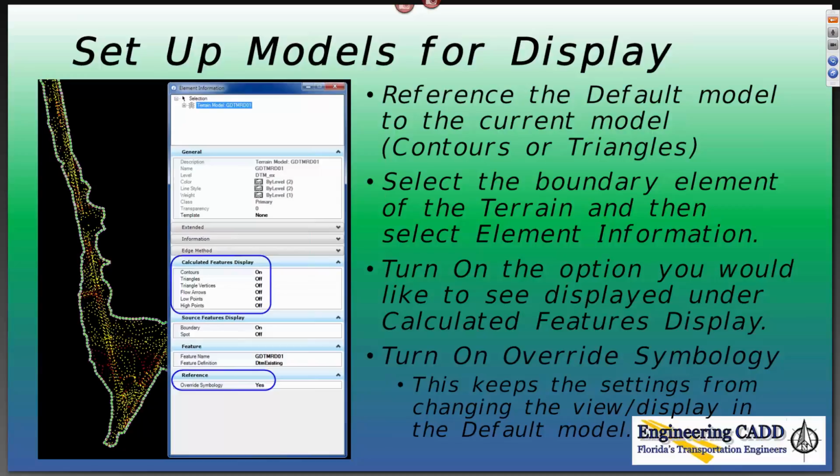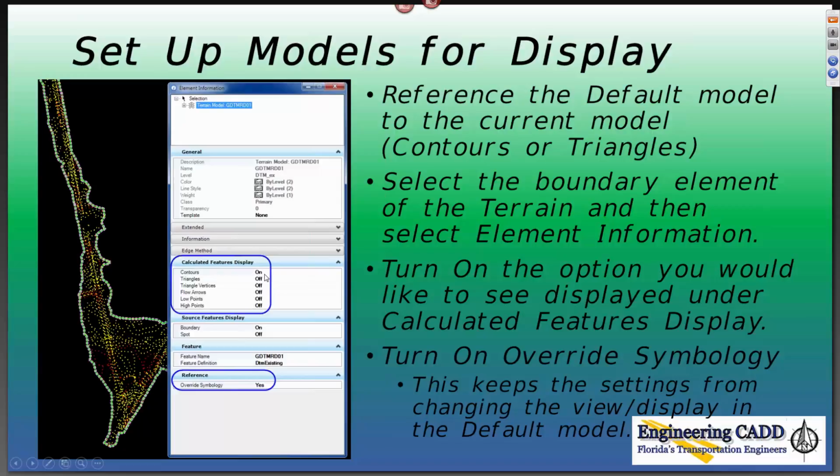Then I want to make sure to go down to the calculated features and turn on what I want to see. By default, under source features display, you notice I have boundary and spot. The spots are off, but my boundary is on. So if I wanted to turn that boundary off, I would have to either double click in this field, or there is a drop down that says on and off. And that's the way all of these will work.